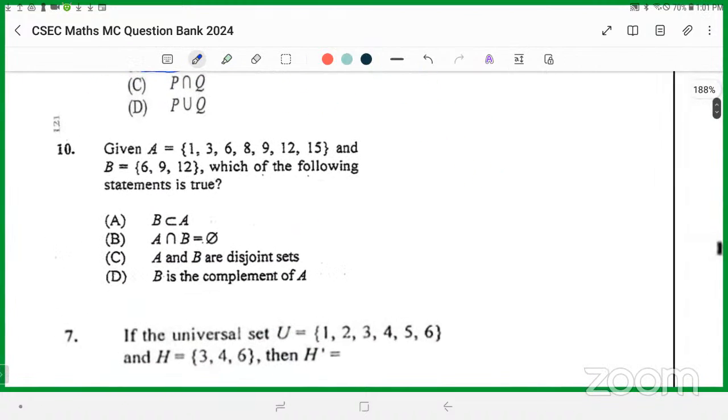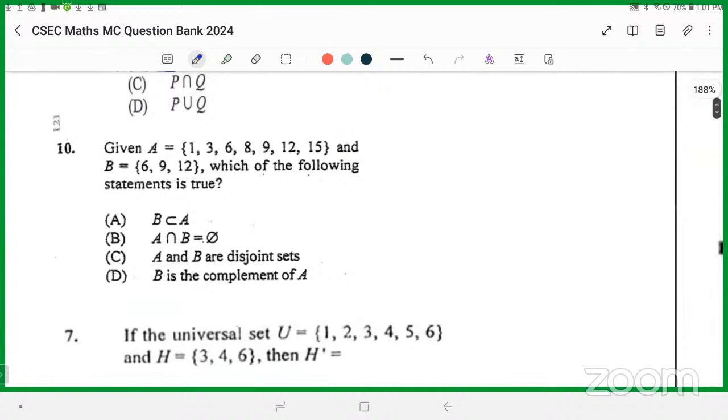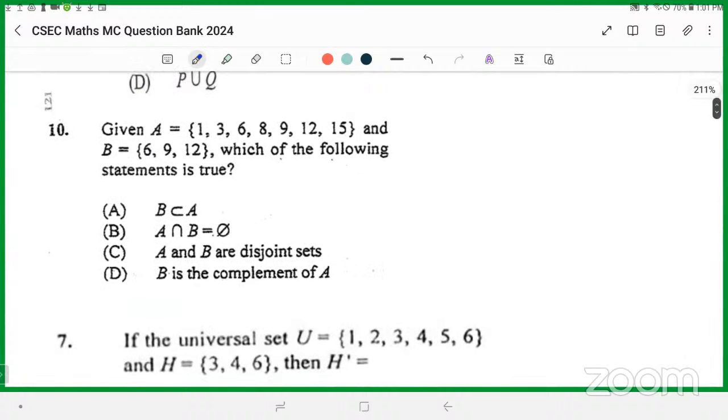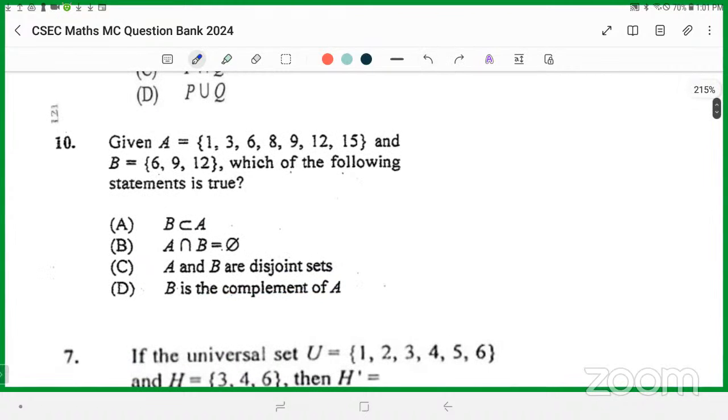Next one says, A is that set, B is that set. Which of the following statements is true? Let's examine it. They're asking us about some subset. If the intersection is empty, if they are disjoint, if B is a complement of A. Let's see. So firstly, I can say that you have 6 here, 6 here.